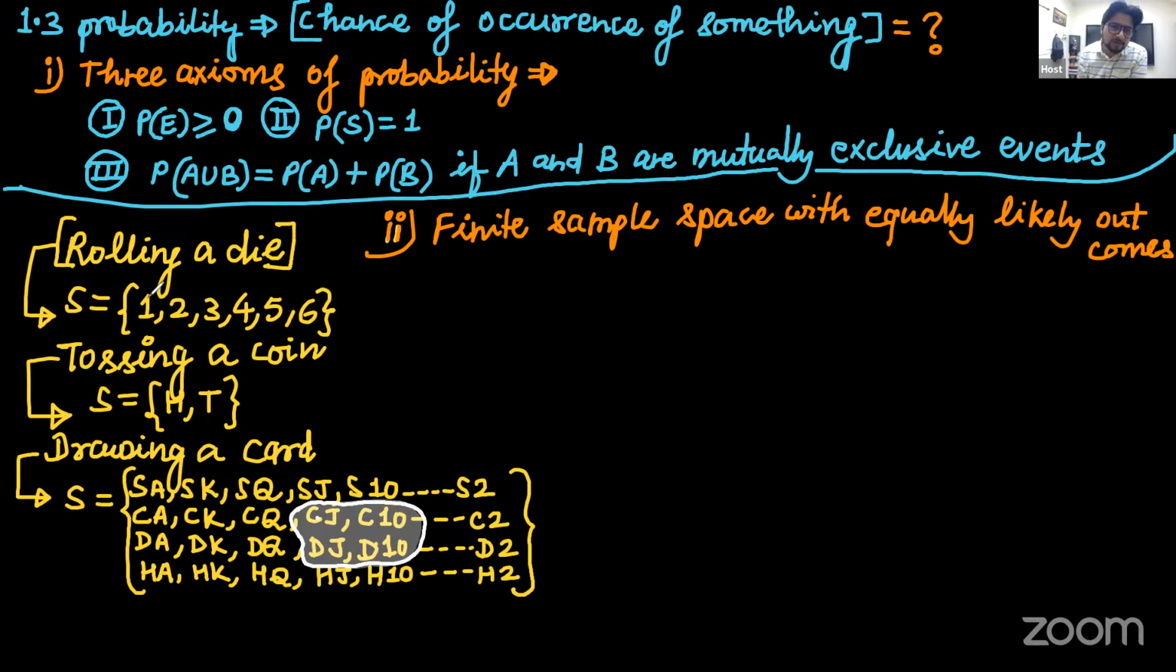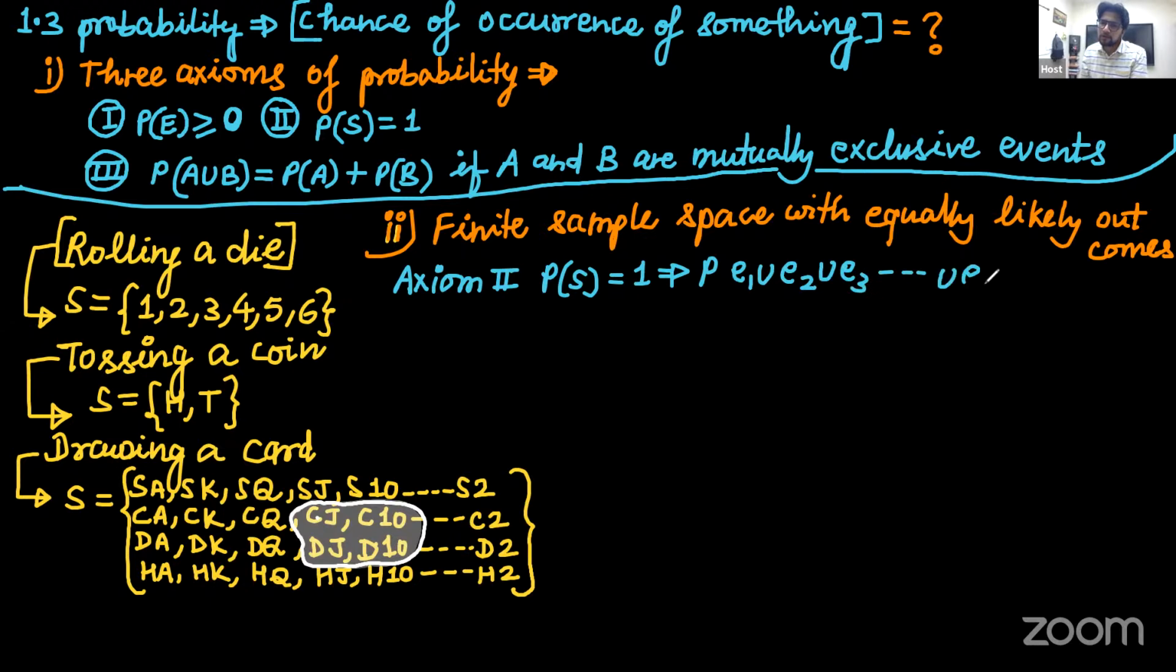Now, equally likely means same chance, same chance, same chance. Each element has the same chance. We start with axiom number 2. Axiom number 2 is that the probability of the whole sample space is 1. But the whole sample space is nothing but the union of element 1, element 2, element 3, and so on, up to element number capital N. What is capital N?